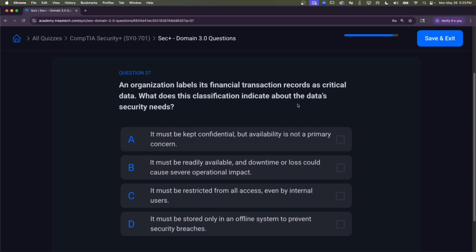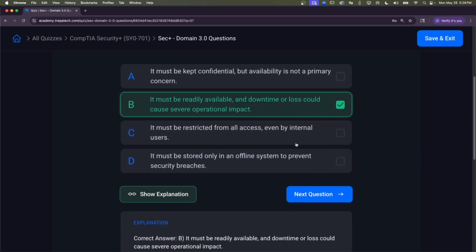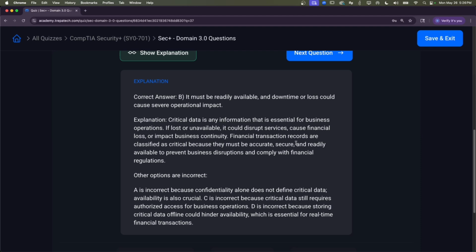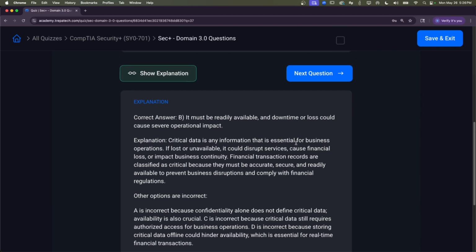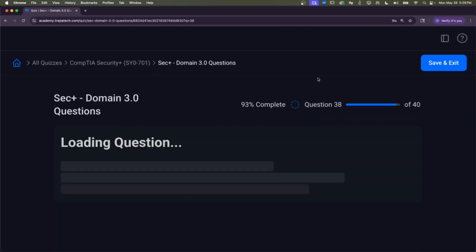Okay, question 37. An organization labels its financial transaction records as critical data, meaning it can cause severe damage, right, if it gets exposed. What does this classification indicate about the data's security needs? So critical data, it's something we need for our operations. It has to be kept confidential, but we need availability to it, right? It's not stored in an offline system if someone needs access to it. No, I think the best answer here is B. It must be readily available, and downtime or loss could cause severe operational impact. Yes, it went for the availability kind of concern here, but it also can't be exposed, right? But we're going to go with B here. It must be readily available, and downtime or loss could cause severe operational impact.